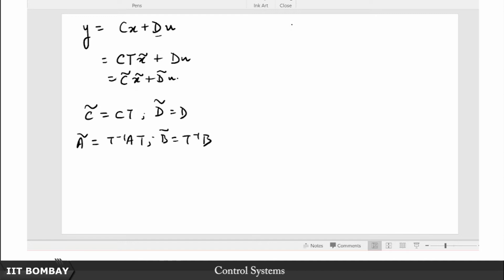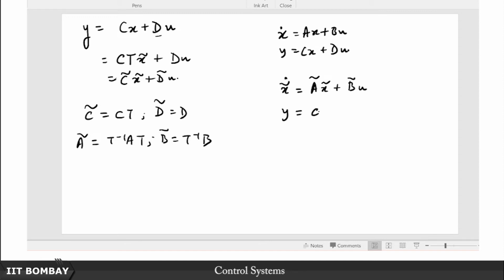So I can easily write the two systems: x dot is equal to Ax plus Bu, y is equal to Cx plus Du, and x tilde dot is equal to A tilde x tilde plus B tilde u, y is equal to C tilde x tilde plus D tilde u, right.